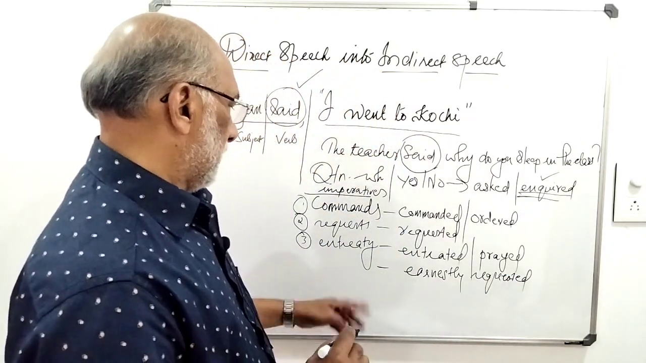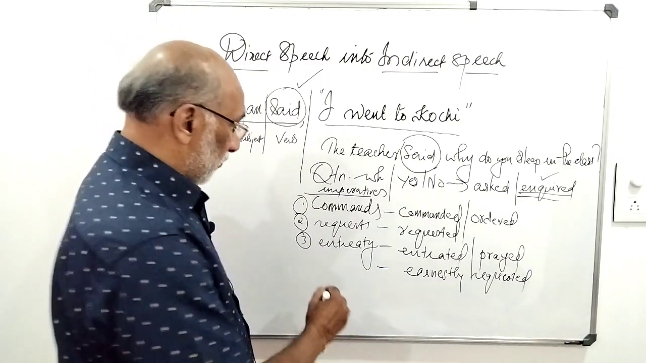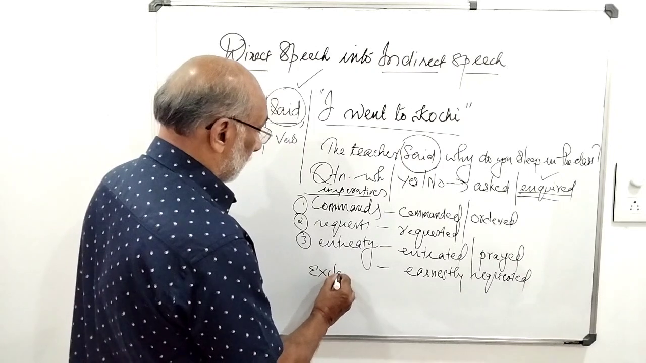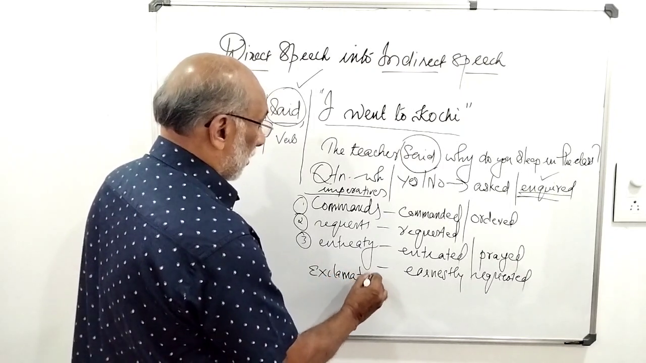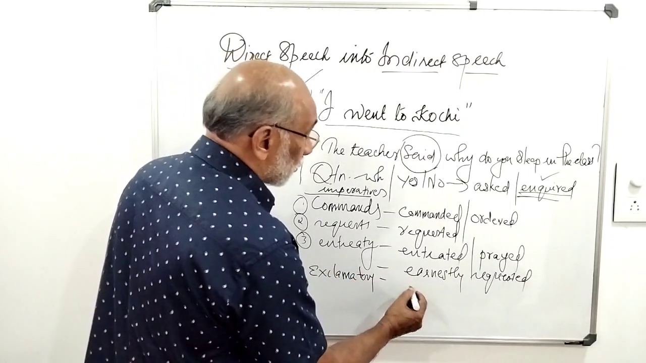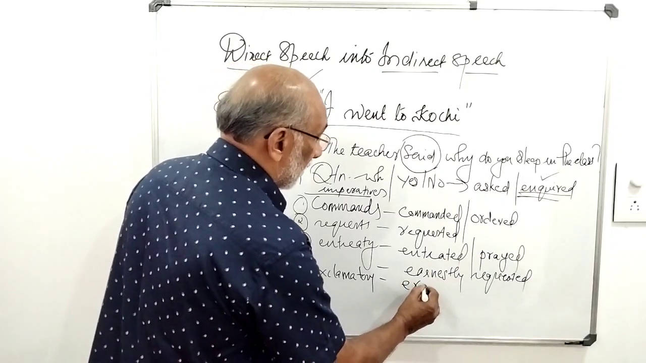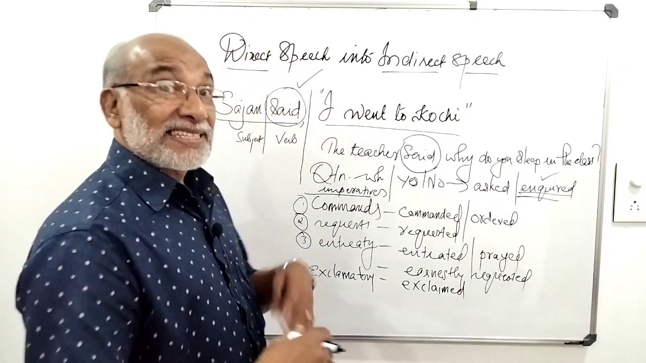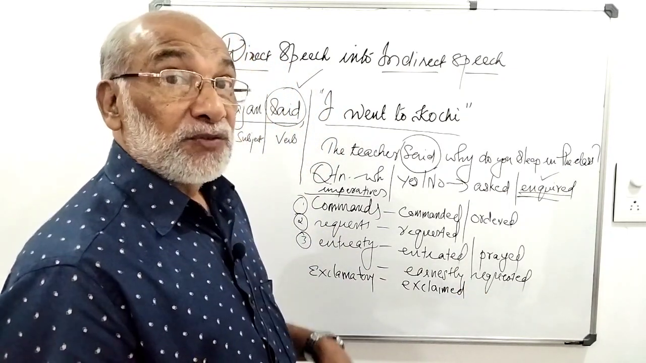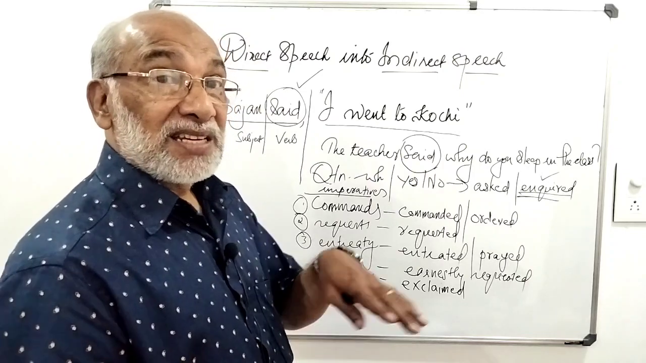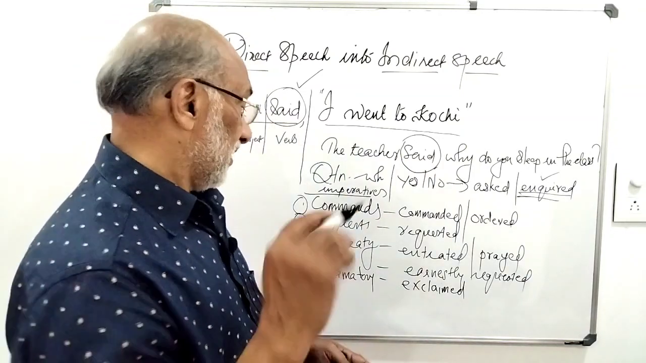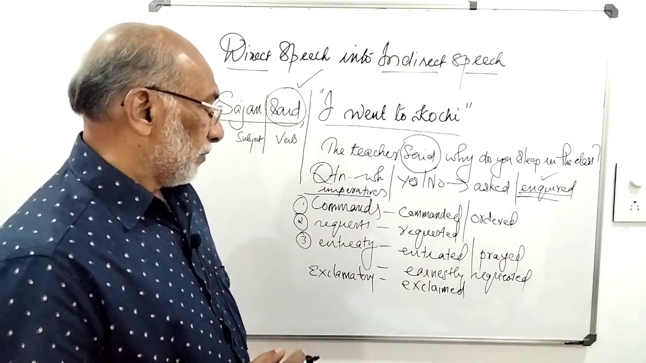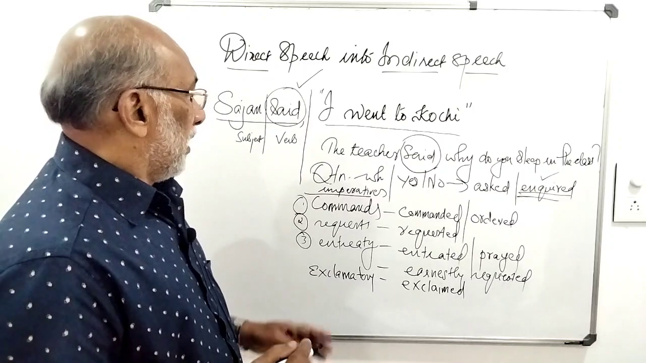And the last and the final one is exclamatory sentences. Exclamatory sentences, you can very well use the reporting verb exclaimed. Okay, the tourist exclaimed, what a beautiful sight it was. Okay, exclamatory sentences, the reporting verb is exclaimed.